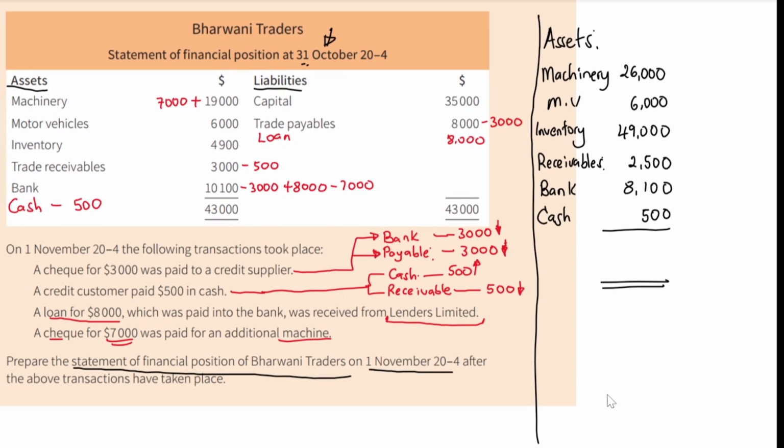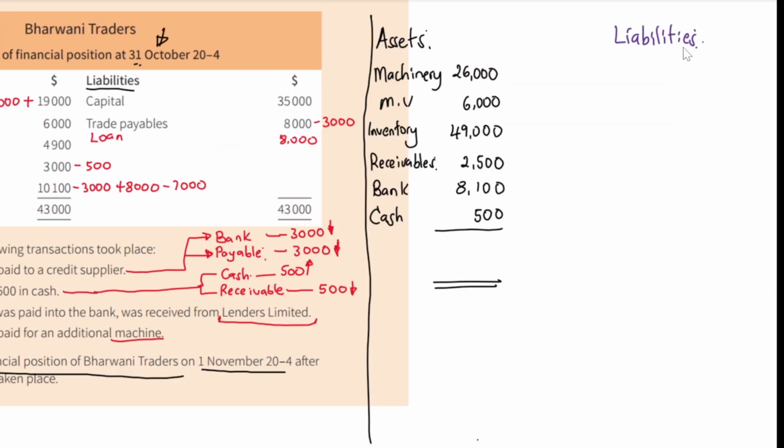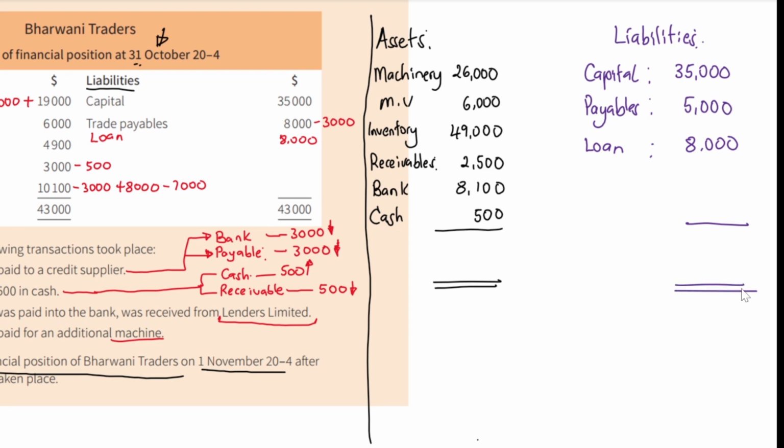So let's move on to the liabilities. Under the liabilities we had here capital. Our capital was not affected, which is 35,000. We have the trade payables. Here trade payables we're having 8,000 minus 3,000, which remained with 5,000. Then we have the loan, and the loan here is 8,000. I think that's it. We're also supposed to add up.